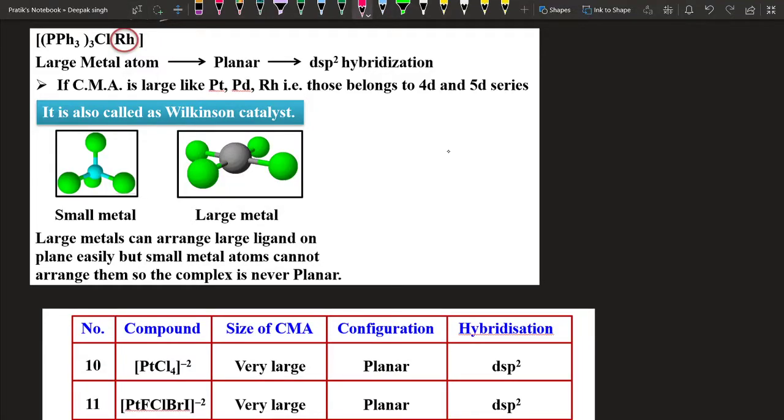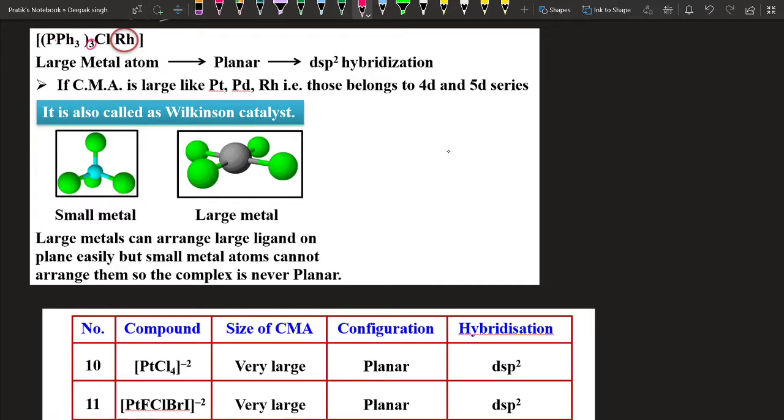For this complex, if you will check the hybridization, student, this complex where triphenyl phosphine, this PPh3, is called triphenyl phosphine and it is present 3 times. And please remember triphenyl phosphine has denticity 1. So triphenyl phosphine will form 3 coordinate bonds, and again it is a heteroleptic complex.